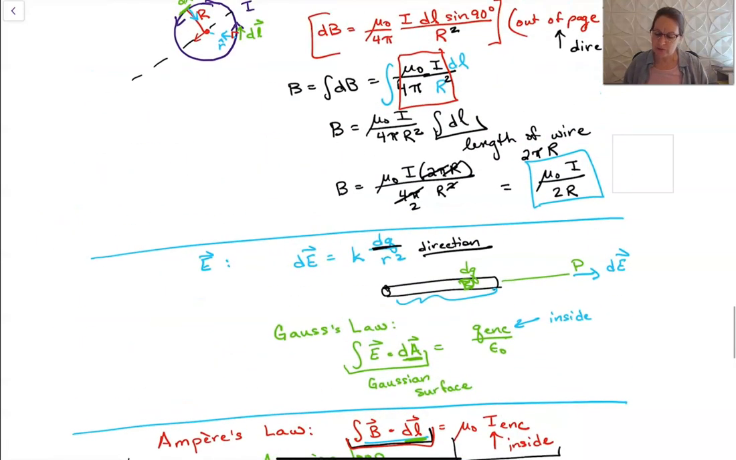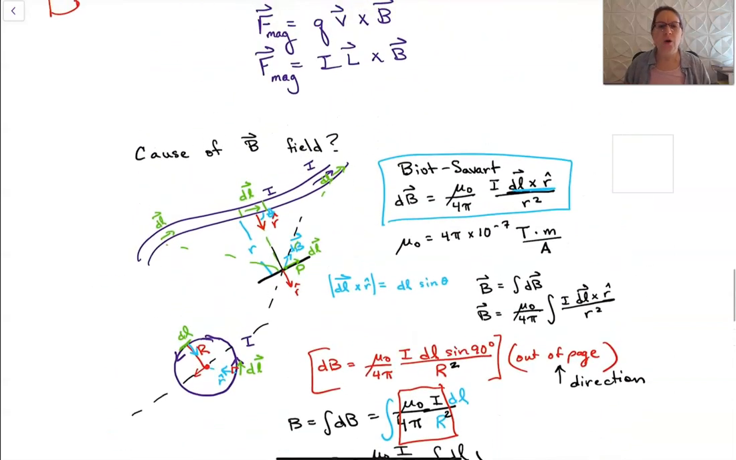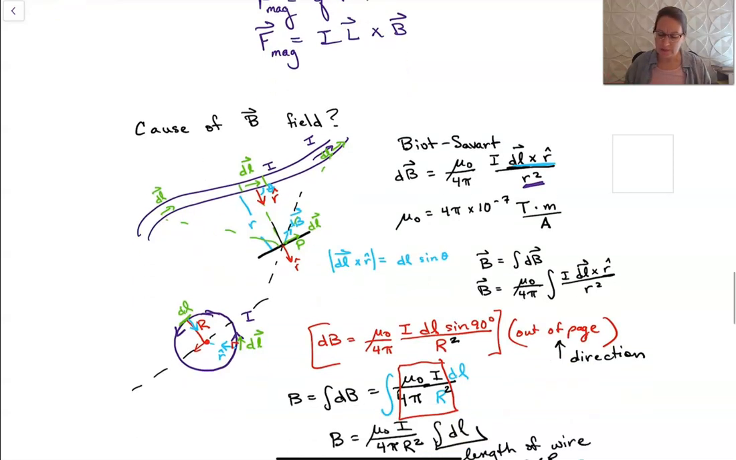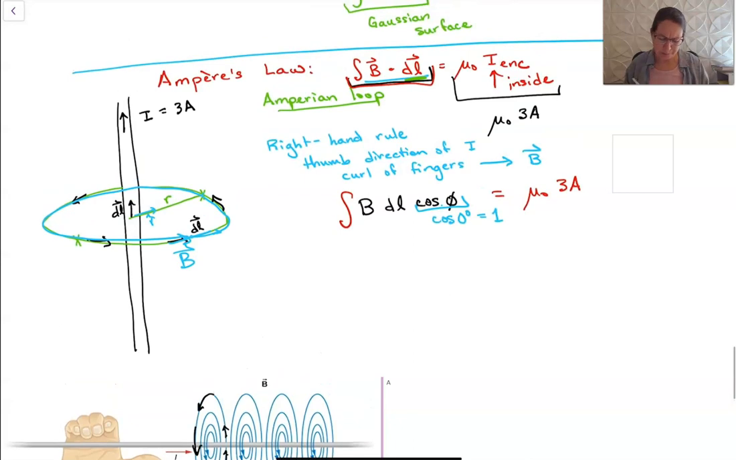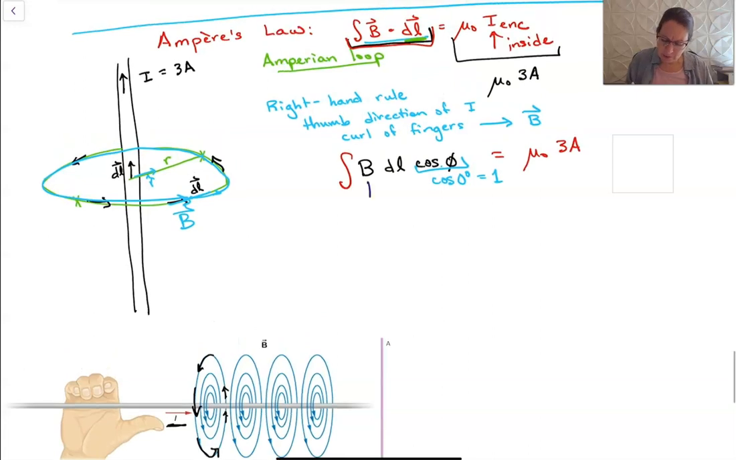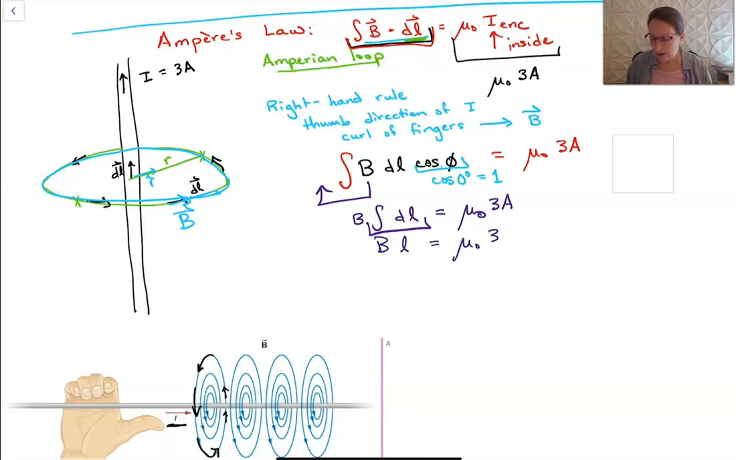It's going to be the same value everywhere because we are the same distance away. If we go back to the Biot-Savart, the magnetic field depends on the current, and it also depends on how far you are away from the current. If you're the same distance away, with the same r squared, you're going to have the same magnetic field if everything else is constant. So we can pull that out. I've got B times the integral of dl equal to mu naught times 3 amps, and the integral of dl is just whatever the length is. So this is B times the length equals mu naught times I.